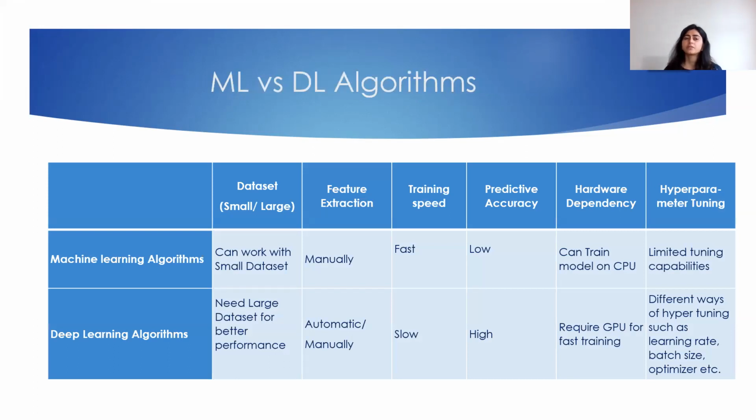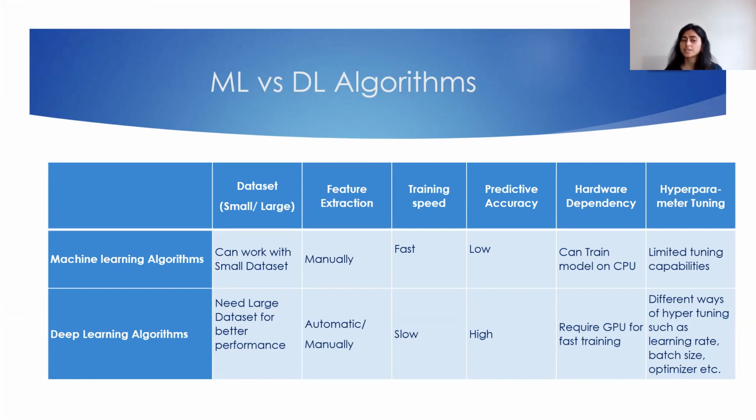So here we have a difference between the machine learning and deep learning algorithms. What kind of data set do you have? You can apply both machine learning as well as deep learning algorithms, but based upon some factors. If your data set is small, the machine learning algorithms can work very well with a small data set. But the deep learning algorithms need a very large data set to give good performance.